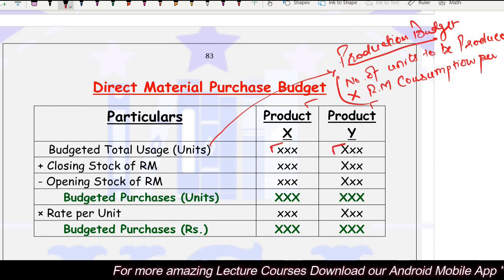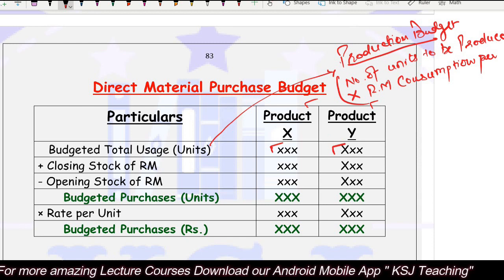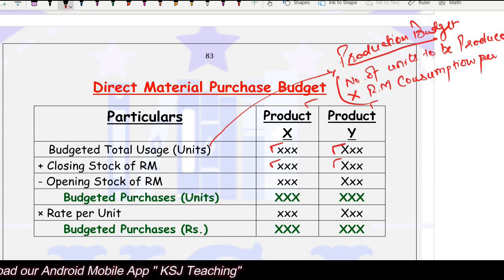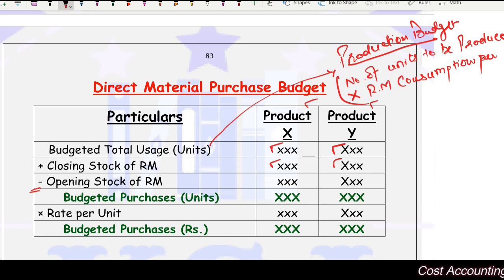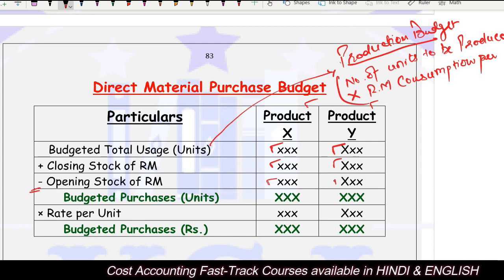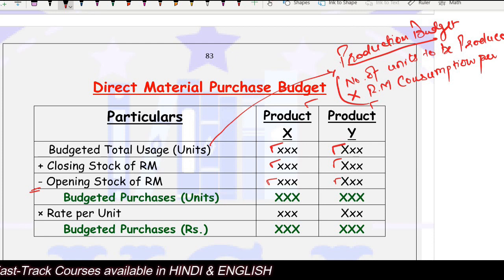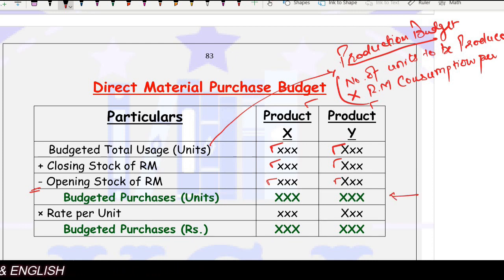Is there any closing stock that you want to keep? Yes. So you will add that closing stock of raw material. Is there any opening stock that is already lying in the godown? Obviously, sir, you will reduce that, right? Because again, you don't want the excess raw material lying, because that will increase the carrying cost. So you will reduce if there is any stock that is already lying in the store, because that is already there. So this is the budgeted purchases that we want to purchase for the raw material.